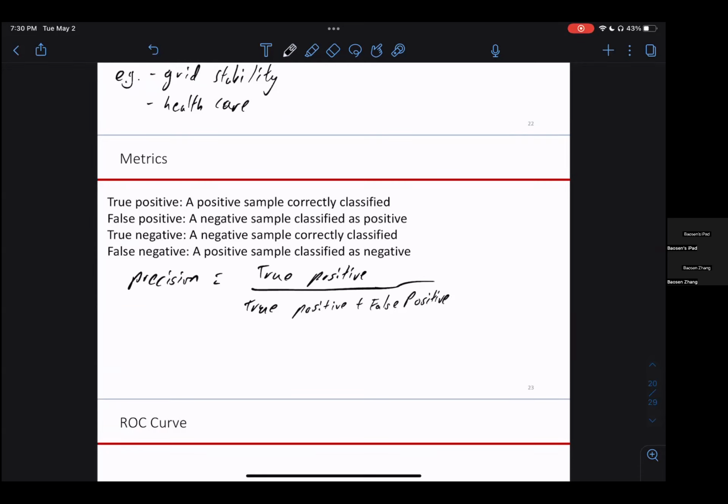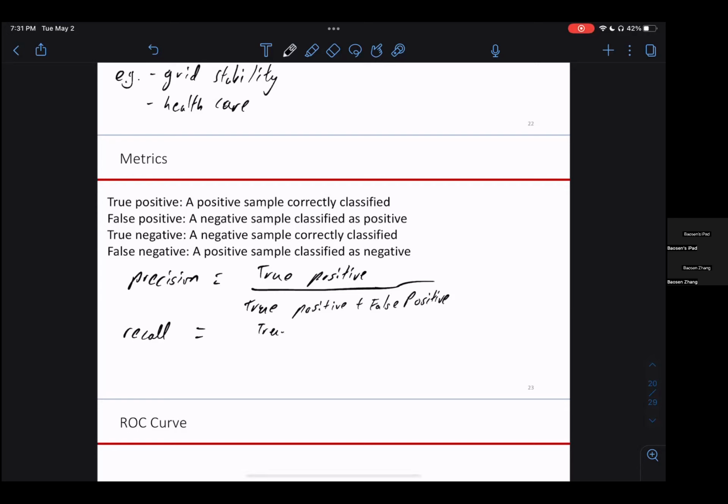Okay, so this is your precision. This is basically saying among all the positive things, what fraction did you get correctly? So this is all the positive things you have. How many of them, what fraction of them did you get correctly? You can also have recall, which is the other way.